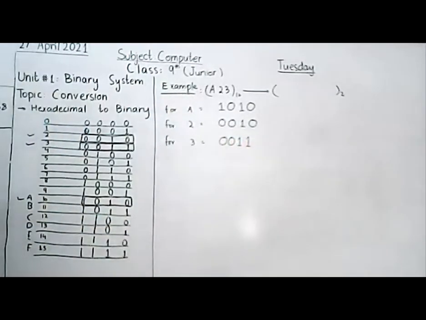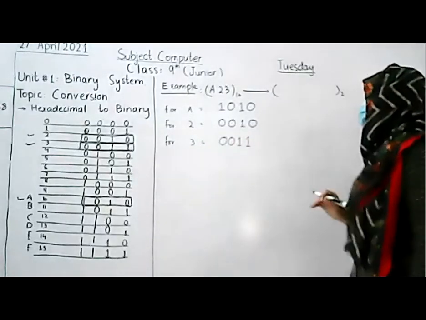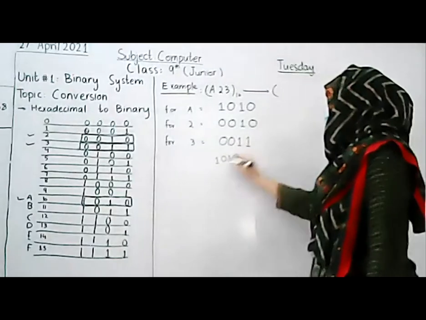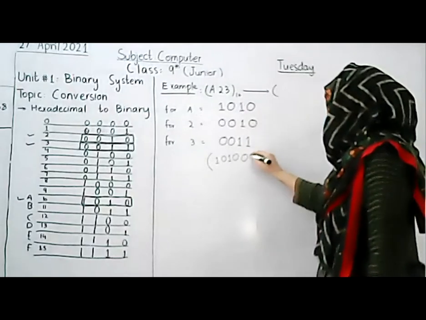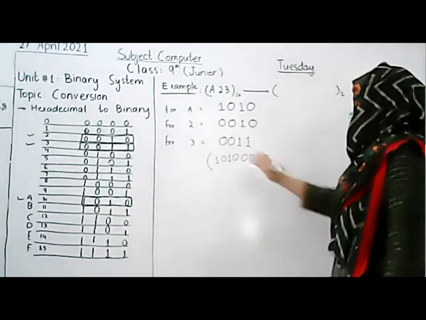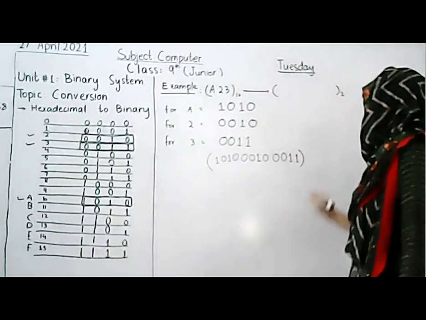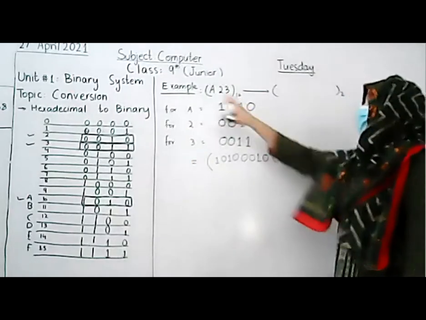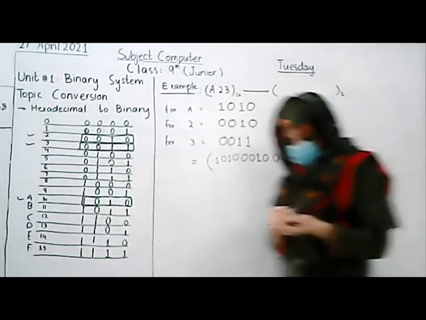In this way, we can get all the values from the table. Now it's time to join these values. How can we join this? First of all, we have to write this value, 1010, because A is first. Now we will go for this value, 0010. And then this value, 0011. In this way, we can say that this is the binary of A23, which is a hexadecimal number, right?